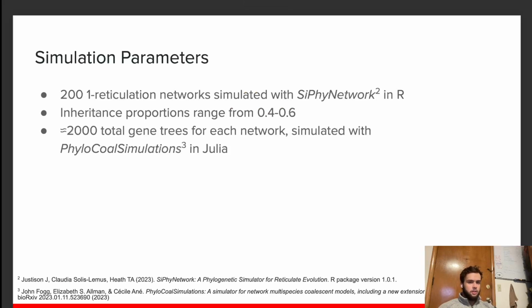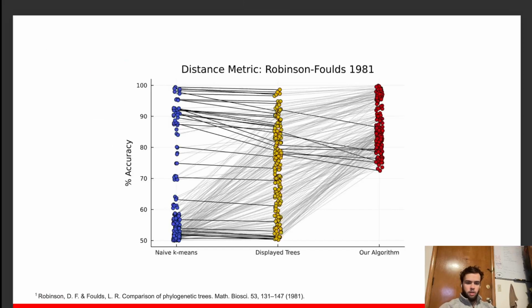So now to talk a little bit about the simulation parameters. Like I said, there are 200 networks that we simulated. Each of these has one reticulation, one hybrid node, and they were all simulated with SiPhyNetwork, which is a package in R. They all have inheritance proportions ranging from 0.4 to 0.6. So we expect somewhere from 40% to 60% of all of the simulated gene trees to have a horizontal event. And additionally, there are around 2,000 total gene trees for each network. And these were simulated with PhyloSim in Julia.